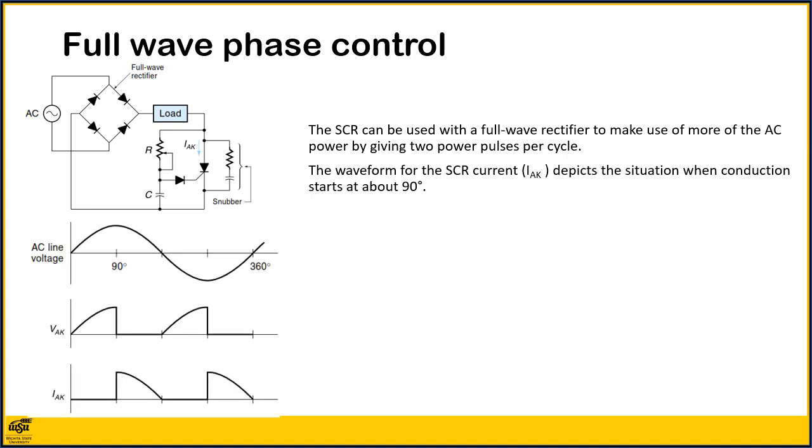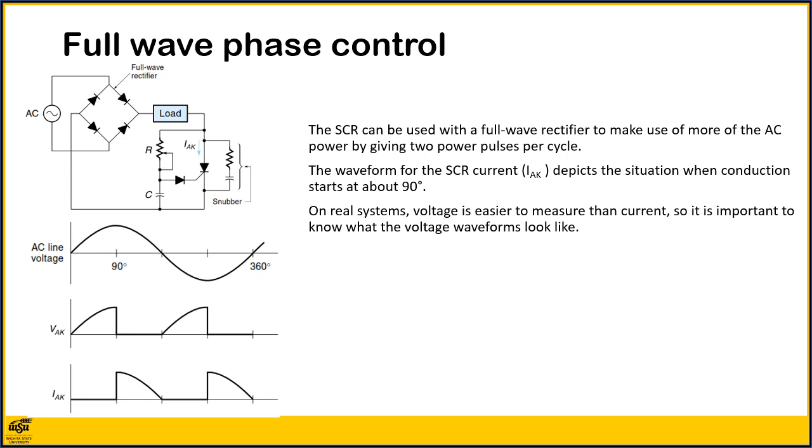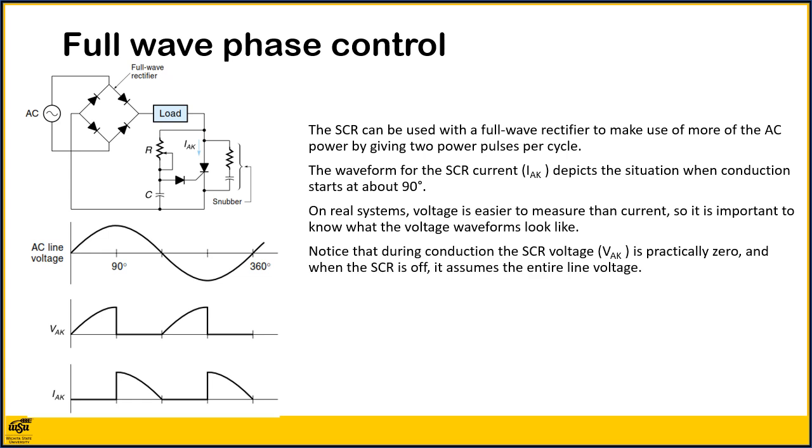The waveform from the SCR current, IAK, depicts the situation where conduction starts at about 90 degrees. On real systems, voltage is easier to measure than current, so it's important to know what the voltage waveforms look like. Notice that during conduction, the SCR voltage VAK is practically 0, and when the SCR is off, it assumes the entire line voltage.